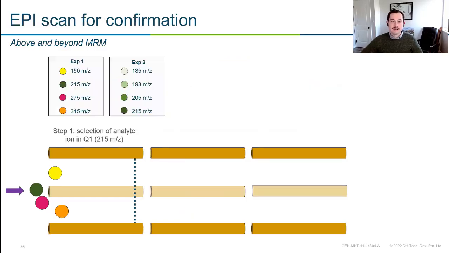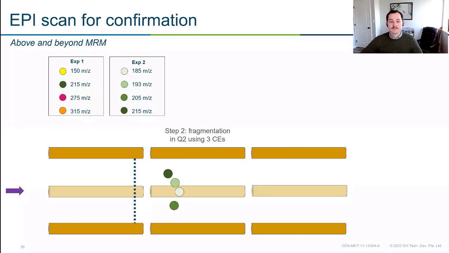What does that look like in real life? Well, in animation. So again, let's focus on that 215 ion. So we're filtering out everything else. We're creating fragments in that Q2. And here we're going to do something a little different. Instead of just using a single collision energy, so the voltage we use to create fragments, we're going to actually use 3 collision energies.